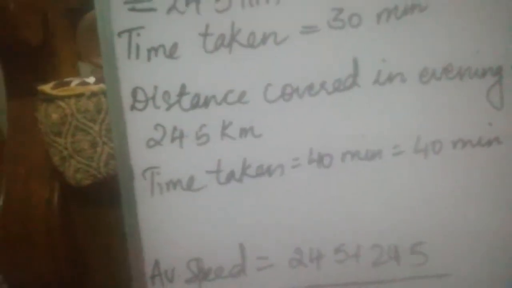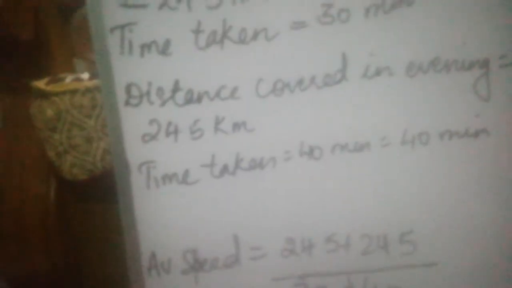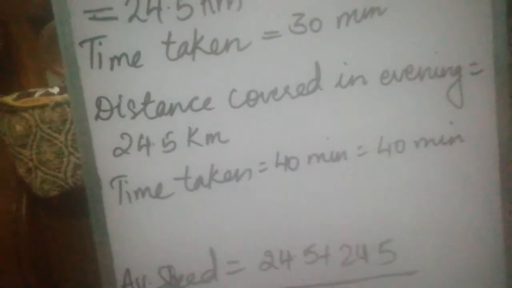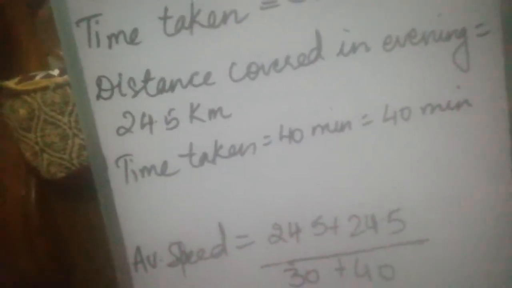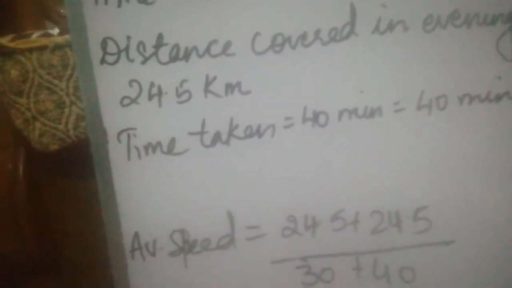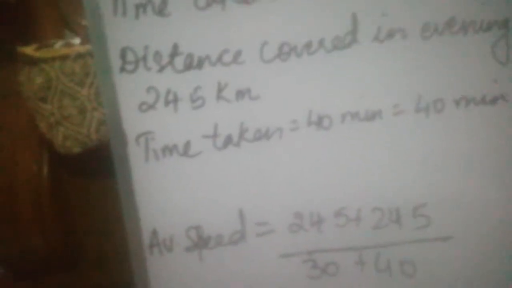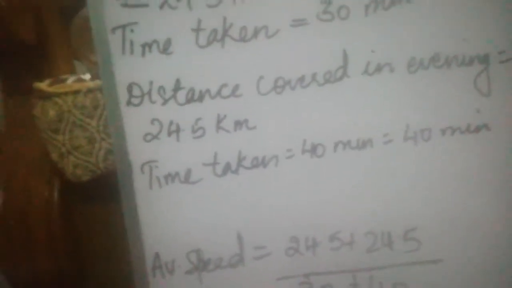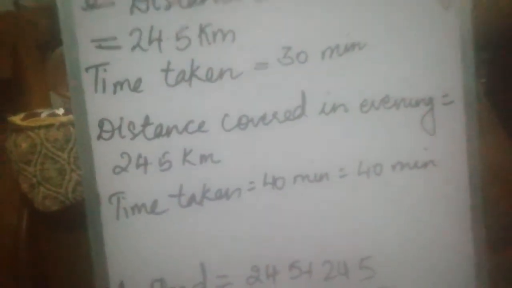Fifth question. Distance covered by a moving object in a unit time is called speed. Question number 6. Rita runs through a distance of 10 km in 40 minutes. Her average speed is. Here you have to find out 10 km divided by 40 minutes. But see children, everything given is in kilometer per hour. That means see on the board, I will solve this question.